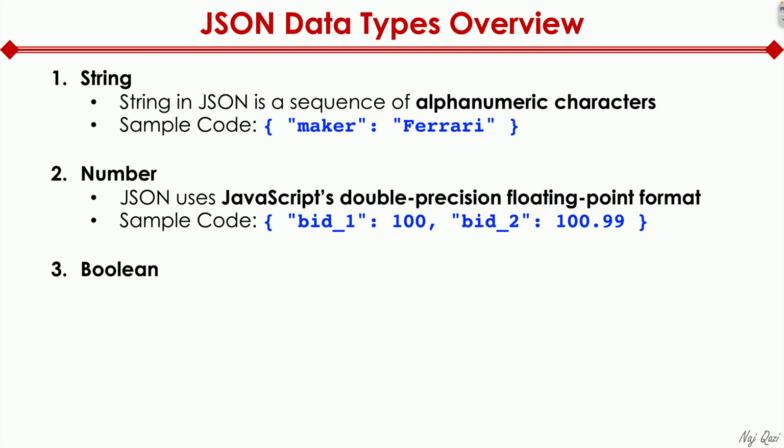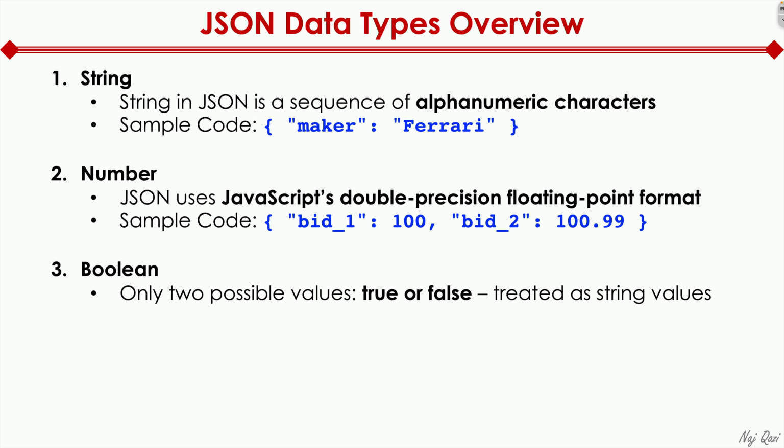Now let's look at Boolean. Boolean is basically binary. What that means is you only have two possible values. It's either true or false. And Boolean is not treated as string values. So here's a sample code. We're saying, is it Ferrari? Of course it is. So it's true. But if it said, is it BMW? We would have said false.